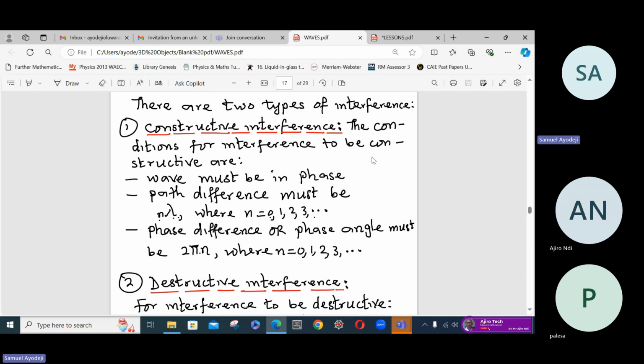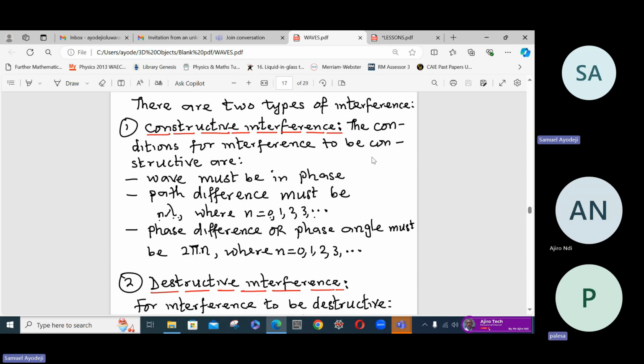Now, when can we say constructive interference occurs? The condition for interference to be constructive: the question just states it, so that's a minimum of 2 marks here. Number one, the waves must be in phase.